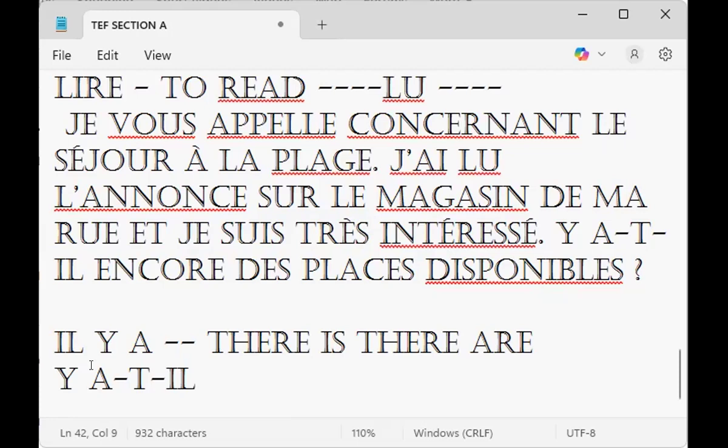Y a-t-il de la place disponible. Y a-t-il, répétez après moi, my team. Are there places available? Place, place disponible. Disponible, c'est pas available. What is disponible? Tell me. Available. So what is disponible? Y a-t-il de la place disponible. Répétez après moi. Y a-t-il de la place disponible. Now this is your opening of test section A.